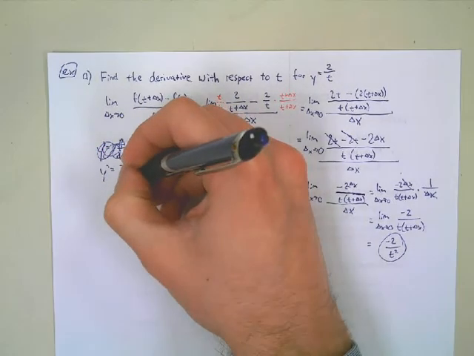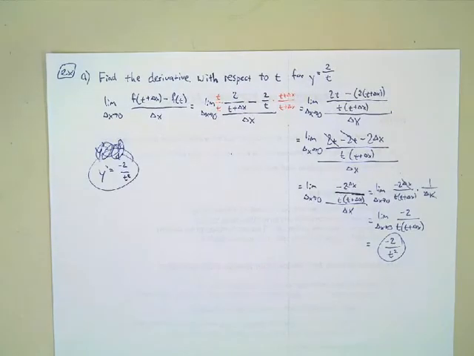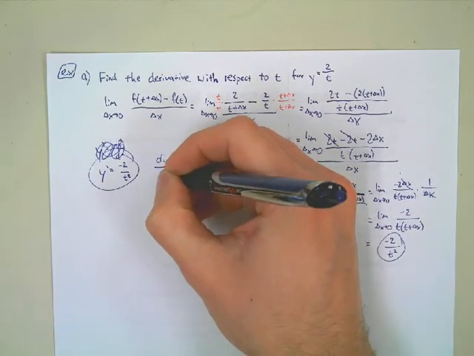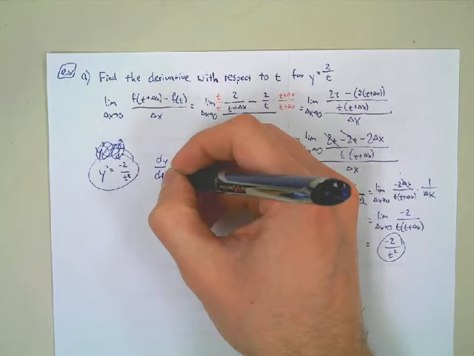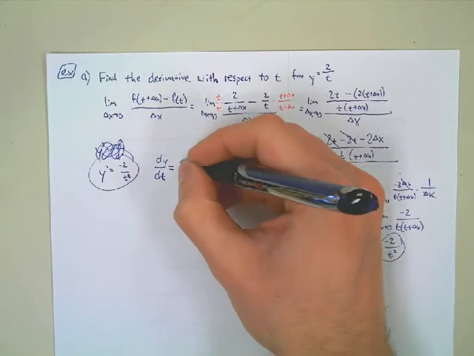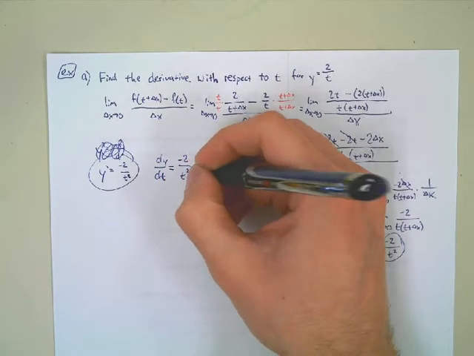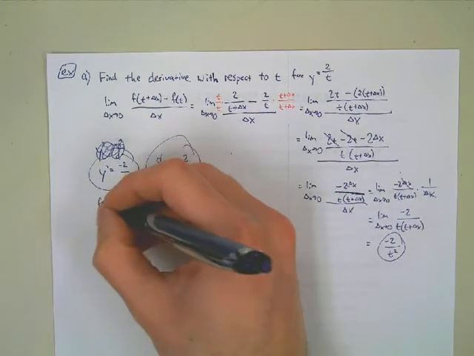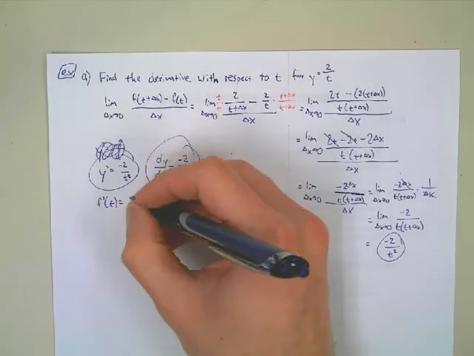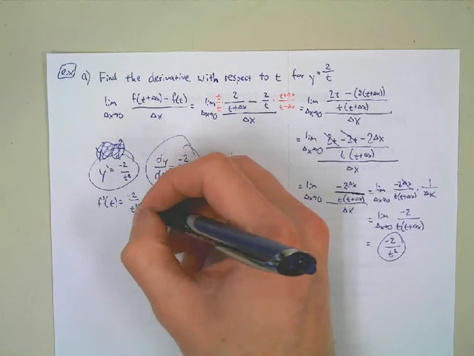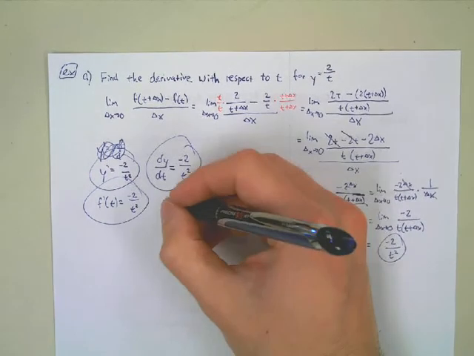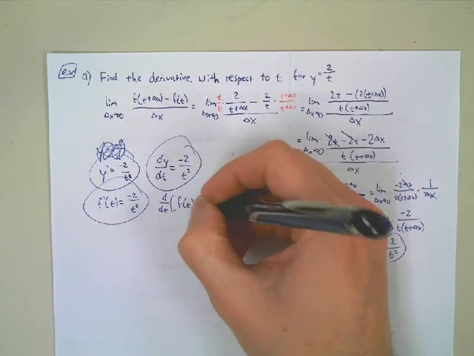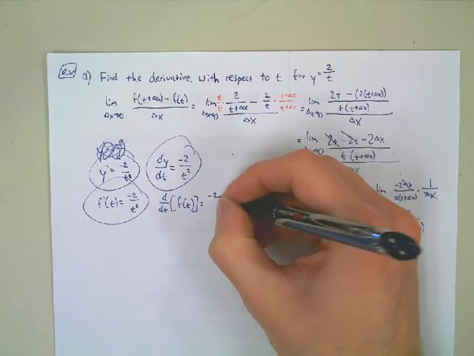We could write dy dt, not dy dx, because we took the derivative of y with respect to t. dy dt equals negative 2 over t squared. That's another way to write it. I could write f prime of t equals negative 2 over t squared. That means the same thing. Or I could say that d dt of f of t equals also negative 2 over t squared. So 4 different ways to write that.